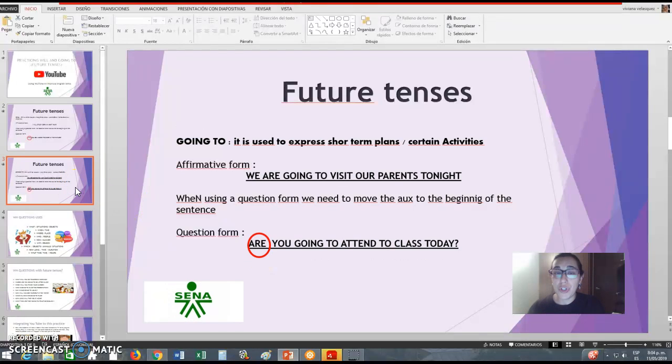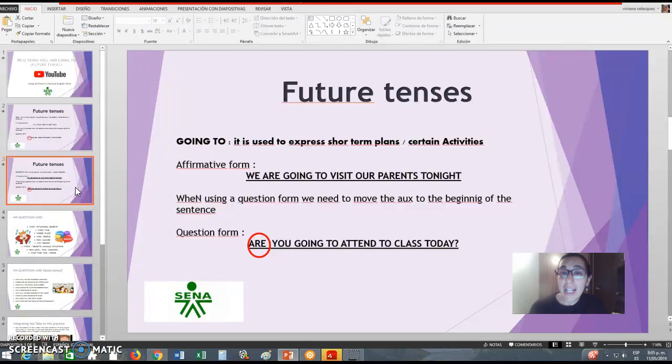Now, the second future would be going to. Going to is a little different from will because it expresses short-term plans, right? It is something that is totally sure for you to do, all right? Going to, in our Spanish, will be translated similar to voy a or vamos a, right? For example, affirmative form, we said, we are going to visit our parents tonight. Nosotros vamos a visitar nuestros padres esta noche.